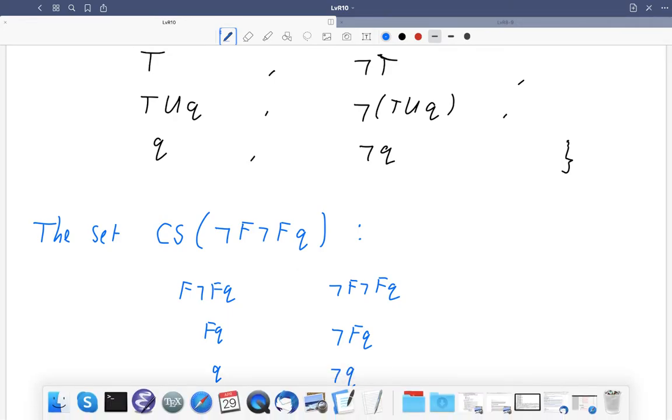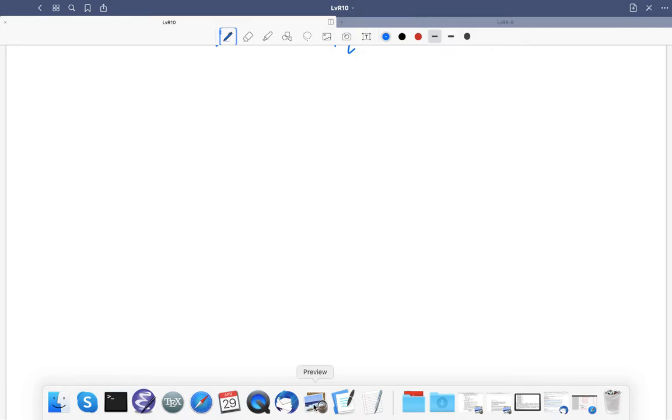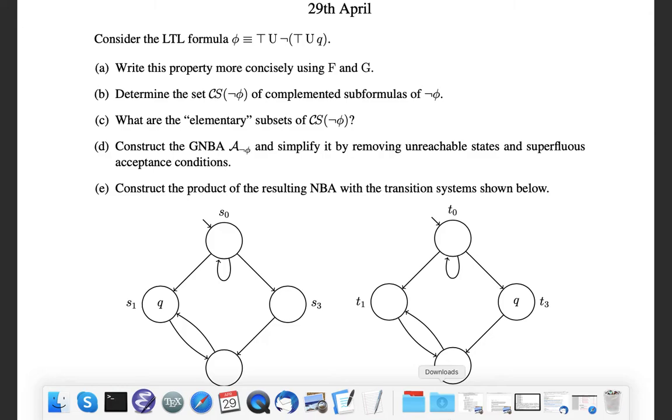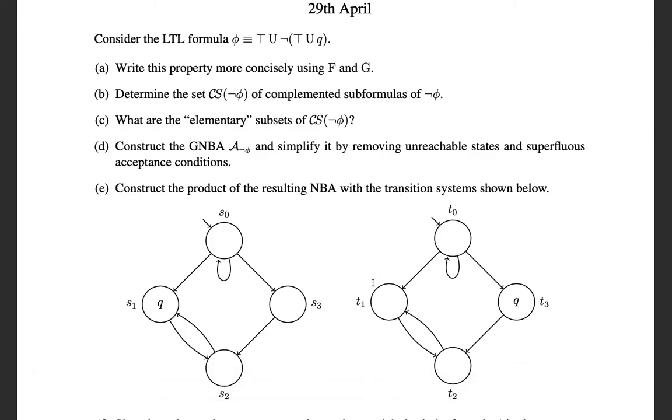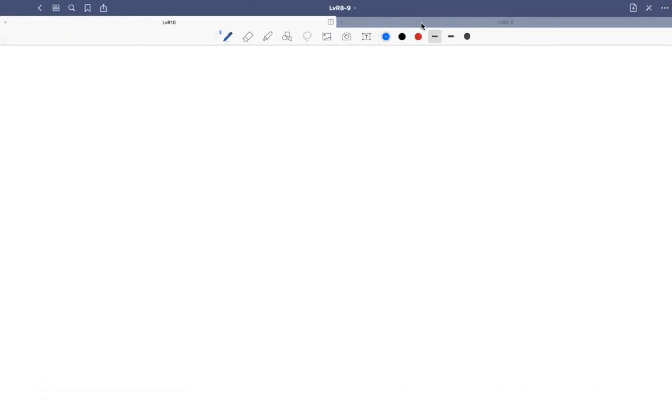Okay, so we've answered question B now. So let's go back to our question. Question C is now to determine the elementary subsets of the complemented subformulas of the negation of phi. Right, so this is where things get a little bit fiddly. So let's go to the notes from lectures 8 and 9.